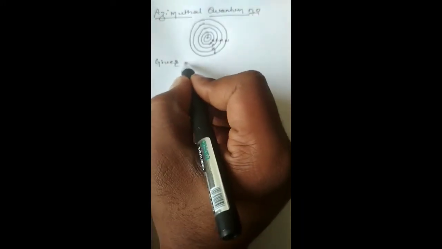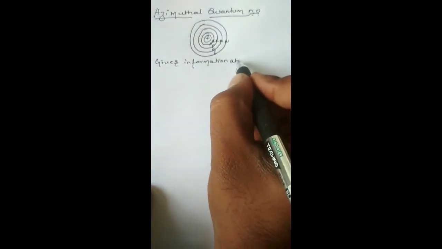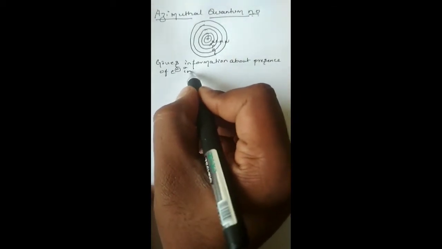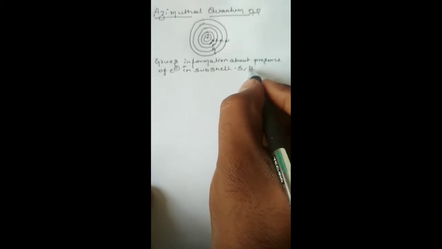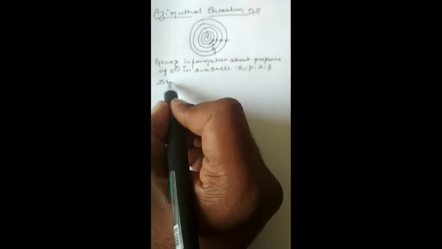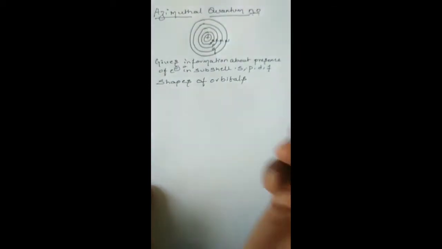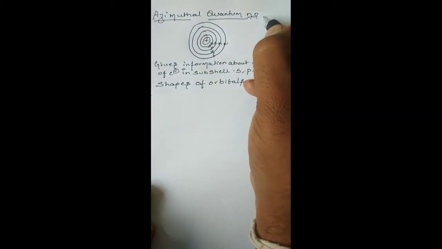It gives information about the presence of electrons in subshells, that is S, P, D, F, and the azimuthal quantum number also gives the shape of the orbitals, that is dumbbell shape, spherical shape, like this we will discuss. Now the azimuthal quantum number is denoted as small l.